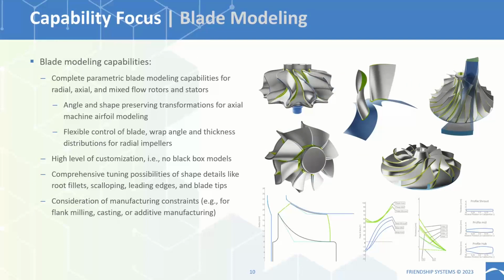If we look specifically at blade modeling, you can do parametric modeling for all types of blades: radial, axial, mixed flow. There are specific airfoil and transformation methods for axial machines, and other methods for radial machines. As I said, everything is really customizable, so it's not based on black box models where you can just change some parameters, but you can really fine-tune everything to your liking and create your own parameterizations. There are also tuning possibilities for every shape detail that you find on the geometry, like fillets, scalloping, leading edge shapes, blade tips, as well as the possibility to consider manufacturing constraints like machining constraints if you want to have flank milling or casted geometries and so on.